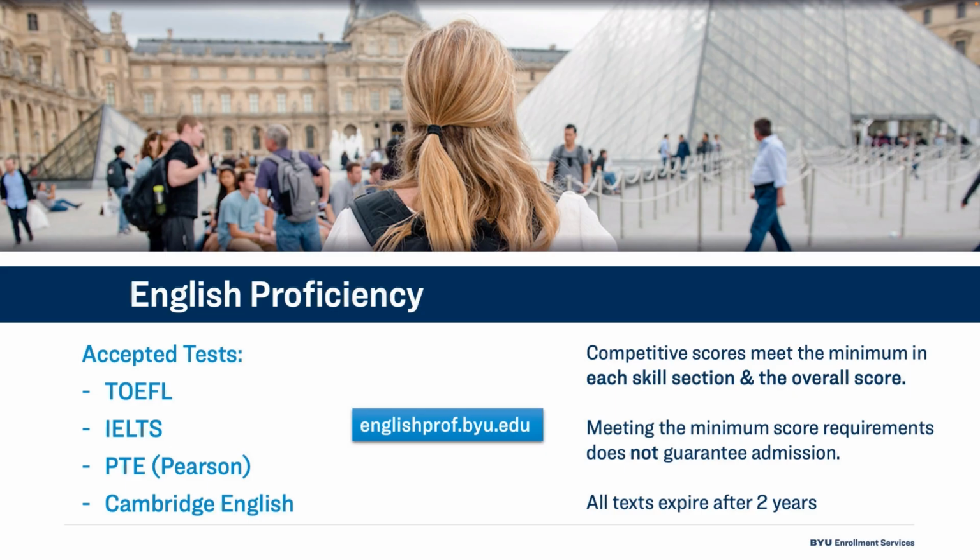We'd also like to note that meeting the minimum score on the English requirement does not guarantee admission to BYU. It's one of many requirements that we look through. And then finally, please know that all test scores expire after 2 years. This includes the Cambridge English exam. The Cambridge English exam people don't impose an expiration date on their score, but for BYU, we do have a 2-year expiration date for the Cambridge as well as all of our other English proficiency exam scores. So make sure that your score won't expire before you submit your application.